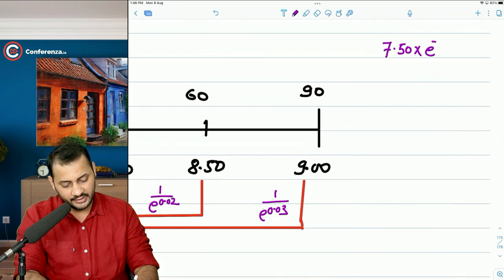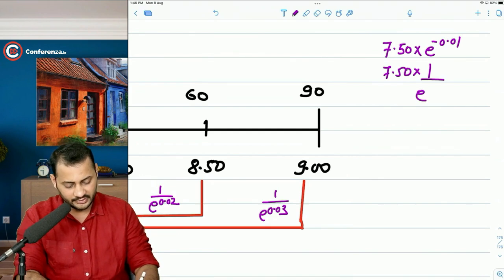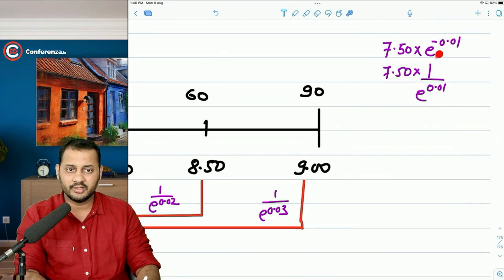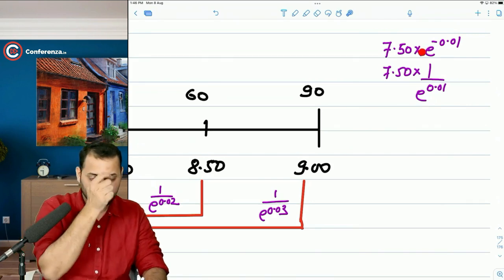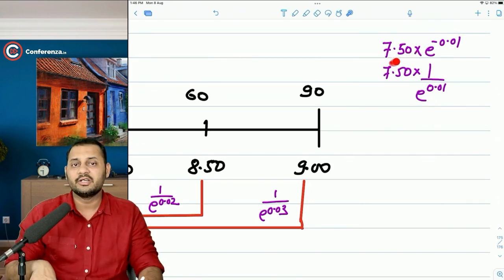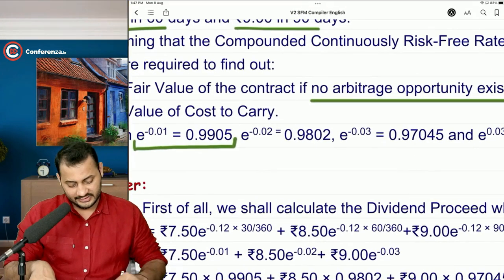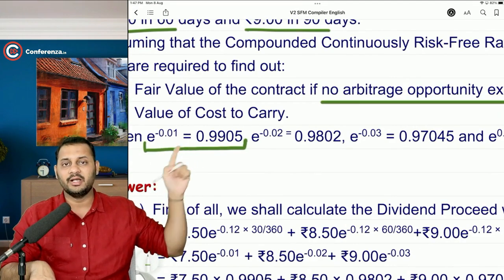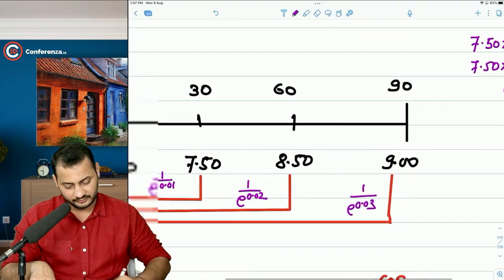7.50 multiplied by e to the power minus 0.01, or 7.50 into 1 divided by e to the power 0.01. So if it is positive, take it in the denominator. If it is negative, directly multiply it. If you want to calculate the present value, the answer from both should be the same. So in this case, you can see it is negative.